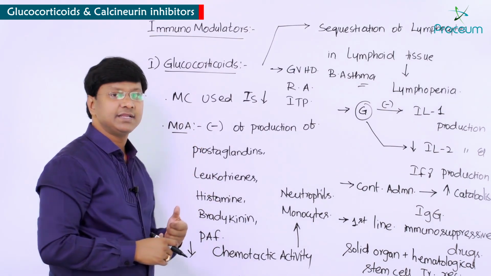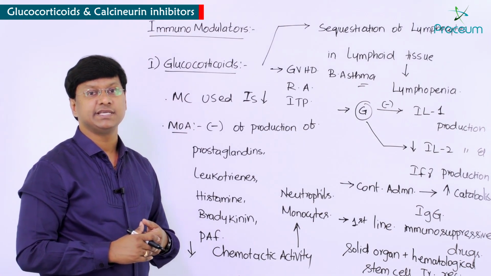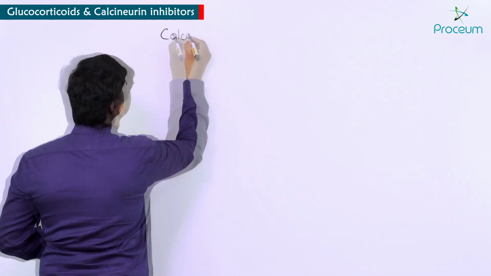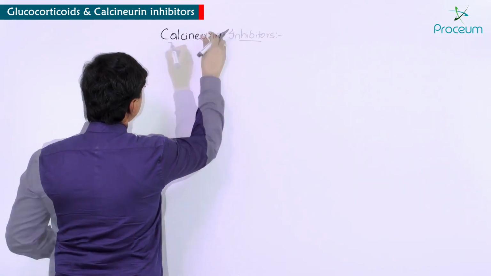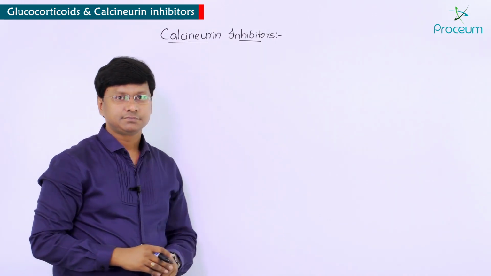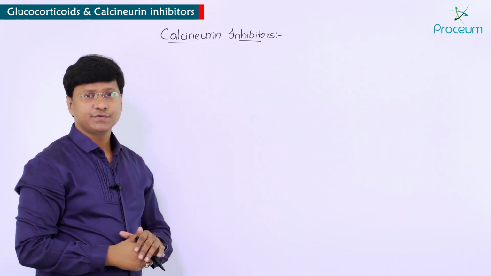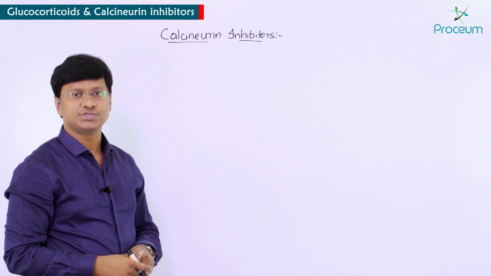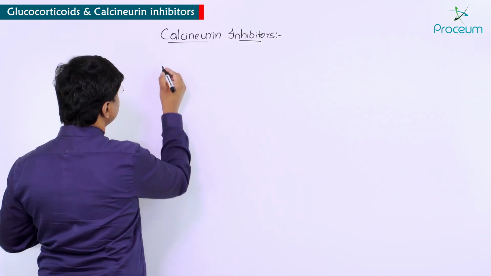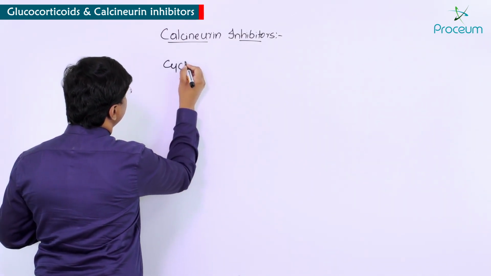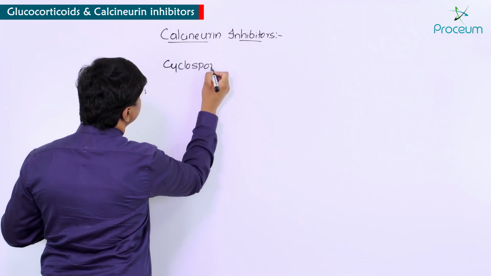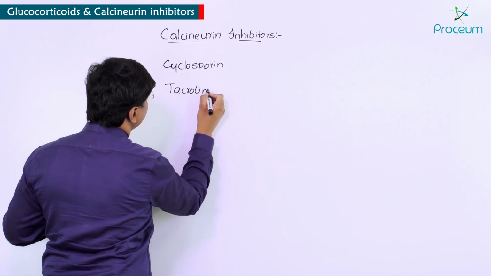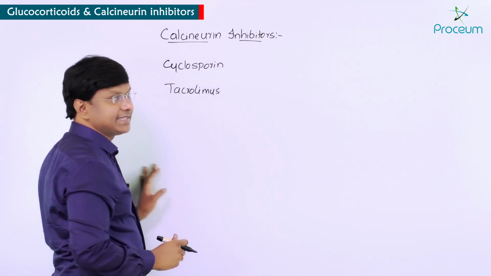Next, let me discuss the other immunomodulatory group of drugs, that is calcineurin inhibitors. So if you take these calcineurin inhibitors, let me tell you what is the mechanism of action of these drugs. Before that, the drugs in this group are cyclosporin and the other drug is tacrolimus. Both of these drugs inhibit calcineurin.